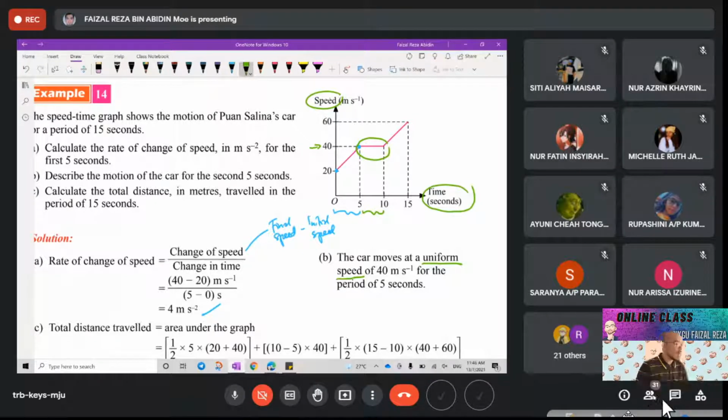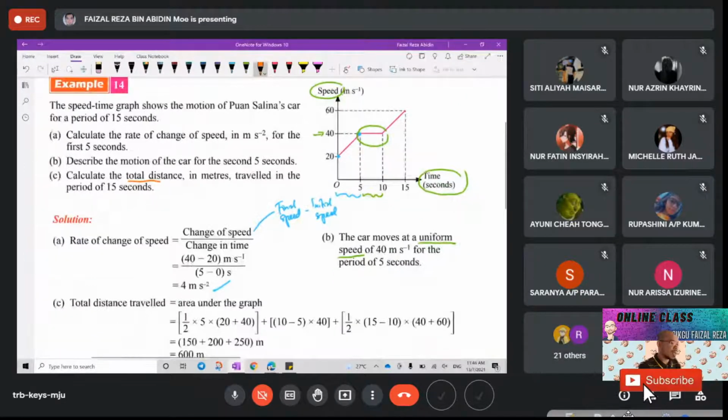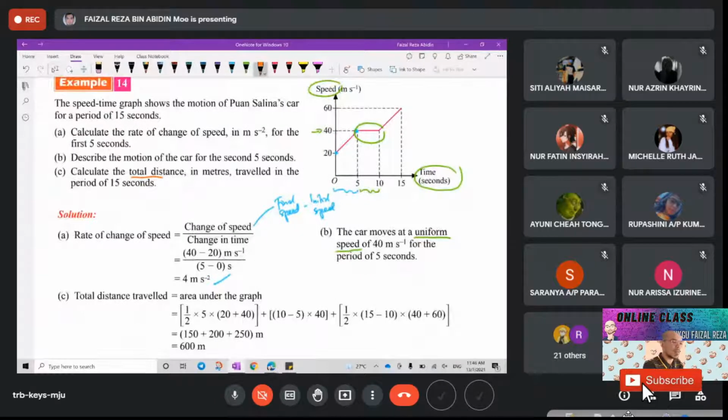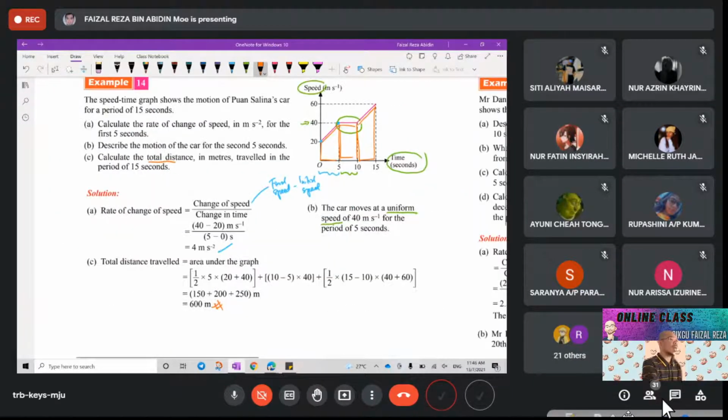Calculate the total distance in meter traveled in the period of 15 seconds. If the question asks for total distance, means that you are going to find the area under the graph. For this one, area under graph is going to be our trapezium over here, our rectangle over here, and our another trapezium over here. That's why that goes here, got 600 meter. That's for our example 14.